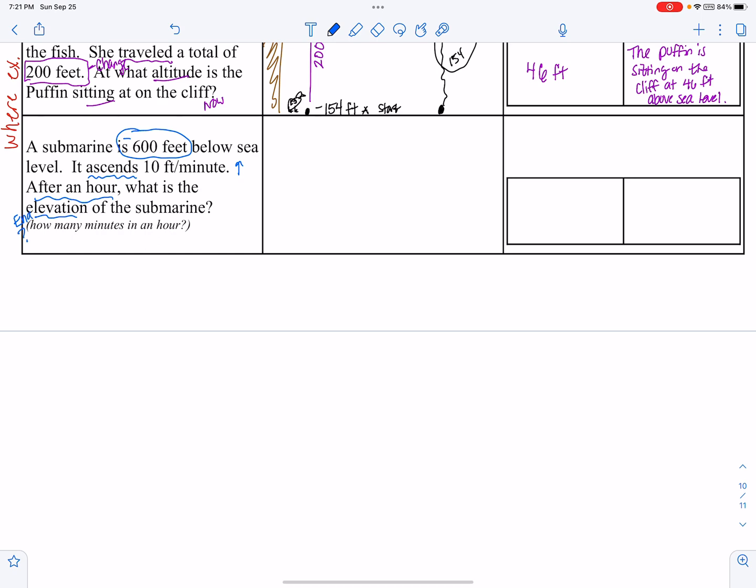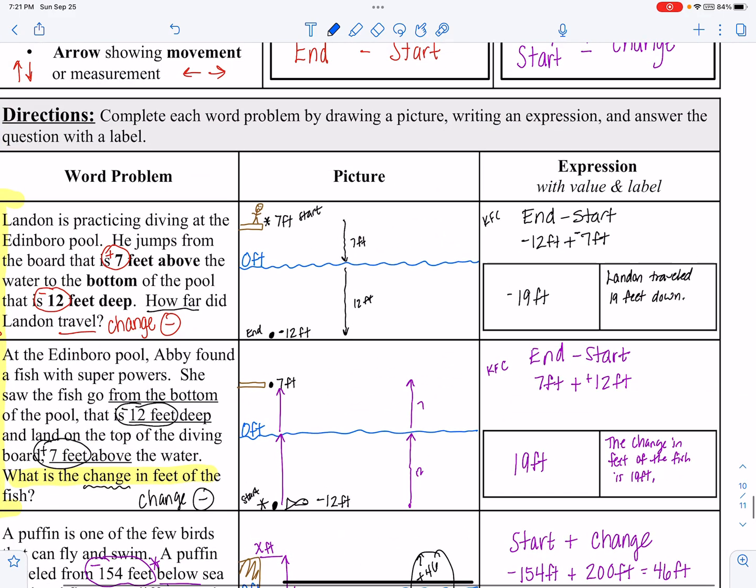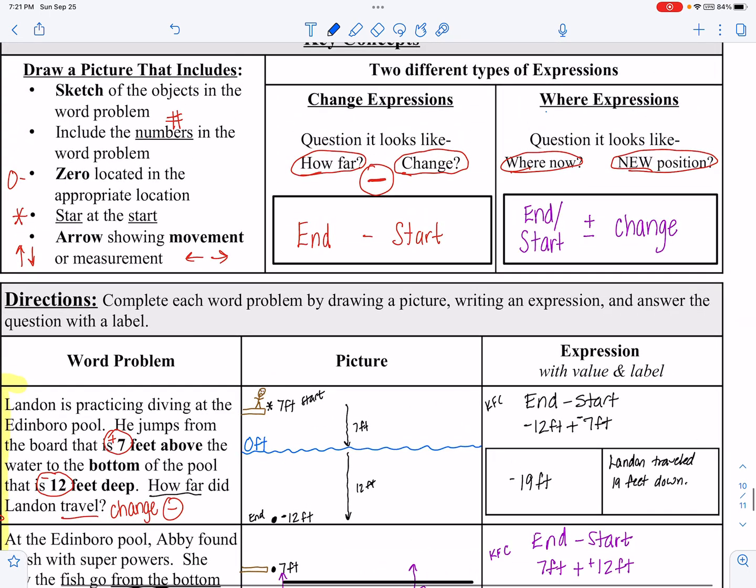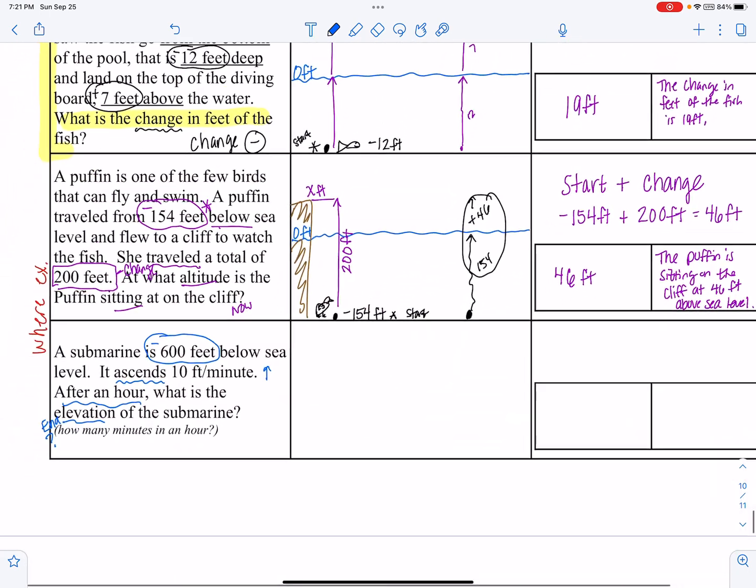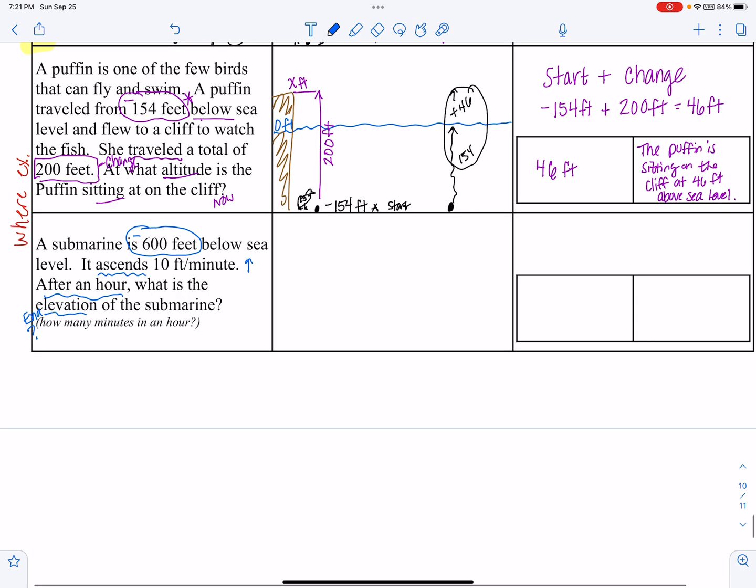So in this case, I don't know the end. It's letting me know how far my change is. And so I know that this is our expression that is asking us where is that final position rather than figuring out the change, since we already know the change. So we're going to go ahead and draw some things out. We do need to solve this little 10 feet per minute situation, but let's get our drawing going.